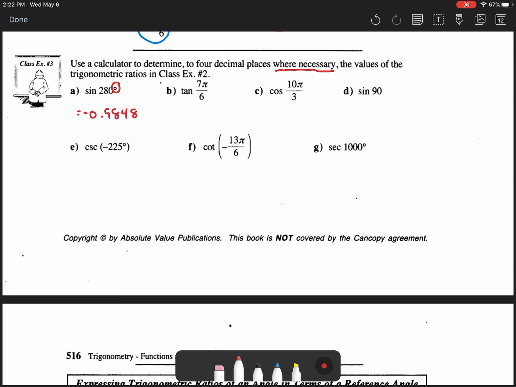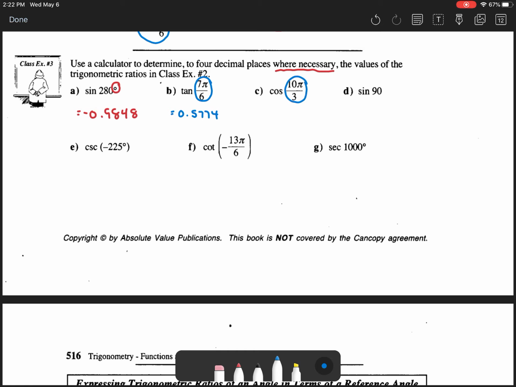The second one is 7 pi over 6. That's an angle measurement in radians. So I have to go back to mode, turn my mode to radian mode, then you can go tangent of 7 pi over 6. I'll usually go 7 pi divided by 6 and then go tangent of the answer. So that gives me, to 4 decimal places, a value of 0.5774. That's the value of the ratio.